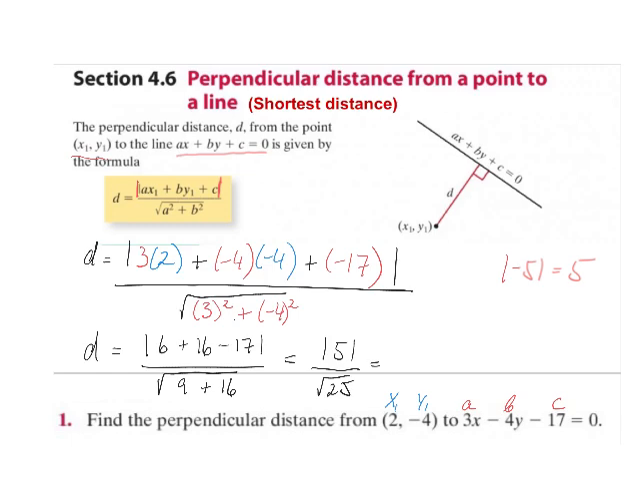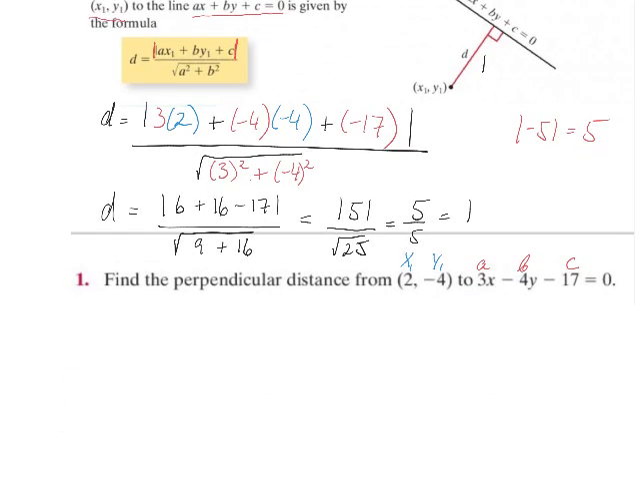So we can take away the bars, but it's already positive, so we don't change anything. So 5. The root of 25 is 5, so 5 over 5 is 1. So 1 is the distance. This is the distance between the point and the line. Okay, so we're going to look at a different type of question now.